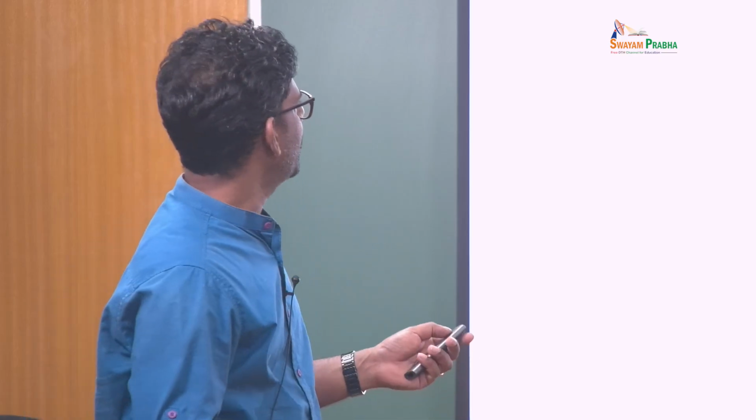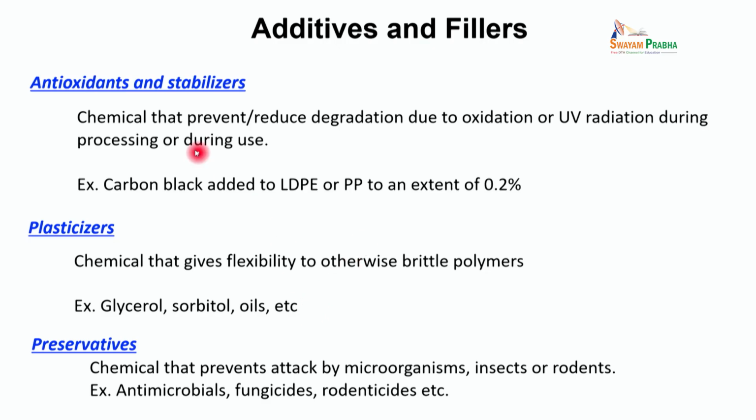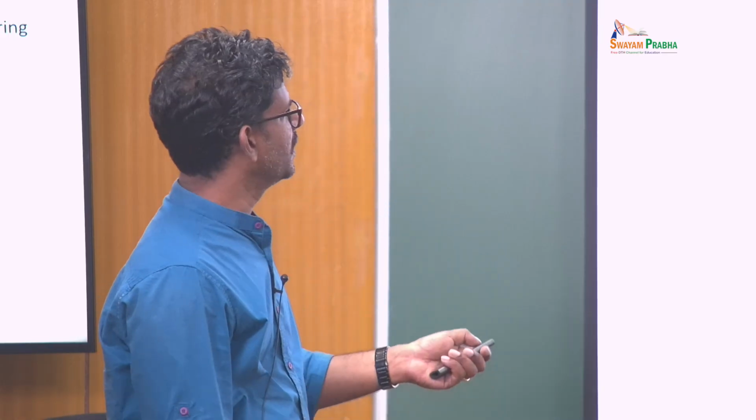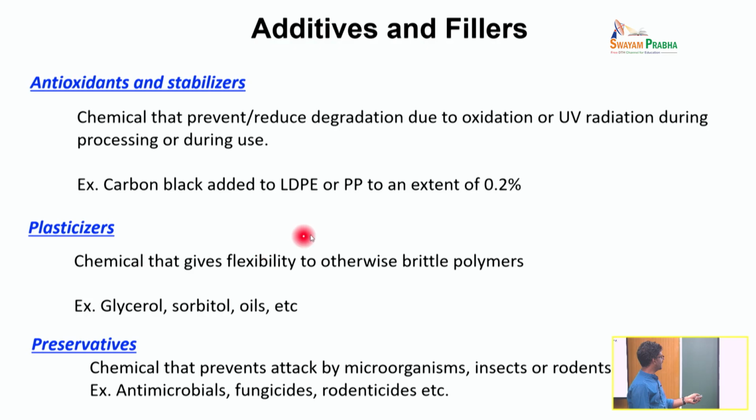The antioxidants and stabilizers, as I mentioned, are chemical additives added to prevent degradation due to oxidation or UV irradiation during processing or after use. Carbon black is a very good example of this UV resistance, because carbon black absorbs UV light so that the polymer does not get affected. It's common to see carbon black added to low density polyethylene or polypropylene to an extent of about 0.2% or so.